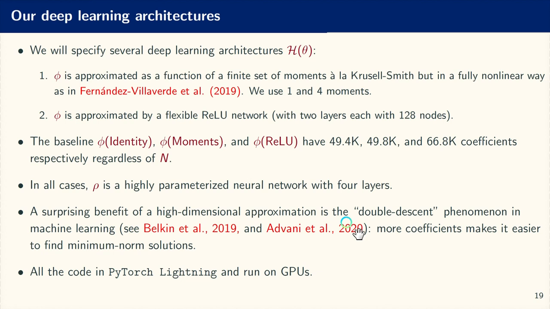In addition to it, Rho, the outer layer of the approximation, will be a highly parameterized neural network with 4 layers. Some of you may be concerned that we are dealing with a very highly parameterized approximation. But it turns out that a surprising benefit of these highly dimensional approximations is the double descent phenomenon in machine learning, as documented recently by many papers like Belkin et al. and Advani et al. Surprisingly enough, having more coefficients in the neural architecture makes it easier for the architecture to find minimum norm solutions, not harder.